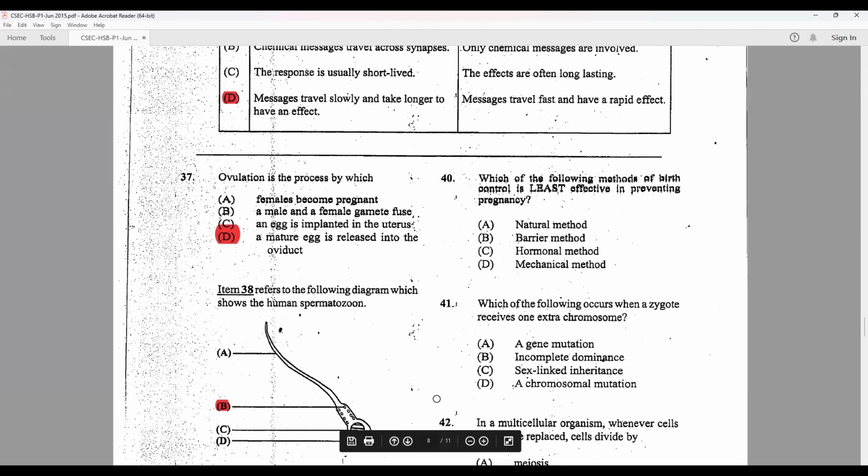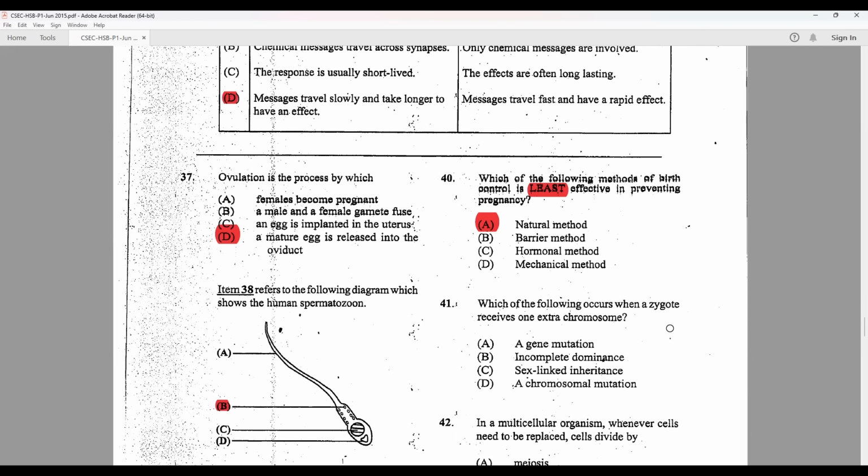Question 40. Which of the following methods of birth control is least effective in preventing pregnancy? Again, capital letters jump out at us. So we want which one is the poorest one or the worst one? We have natural, barrier, hormonal, mechanical, and natural. Natural is the worst one, whereby people are trying to work it out in their head or think about it or counting days randomly. So that one is the least effective.